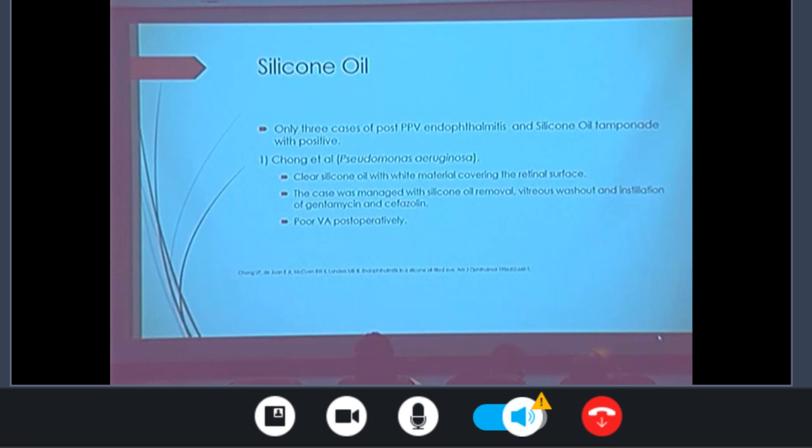Chang and collaborators reported a case of post-vitrectomy endophthalmitis caused by Pseudomonas. They noted clinically the silicone oil was very clear, and there was a whitish material covering the retinal surface. This case was managed in a conventional way. They removed the silicone oil, washed the vitreous out, and injected antibiotics. And postoperatively, the patient unfortunately did not recover any vision. His vision was lost to no light perception.